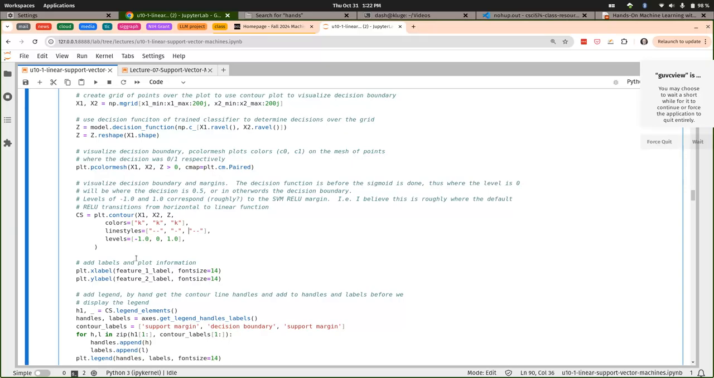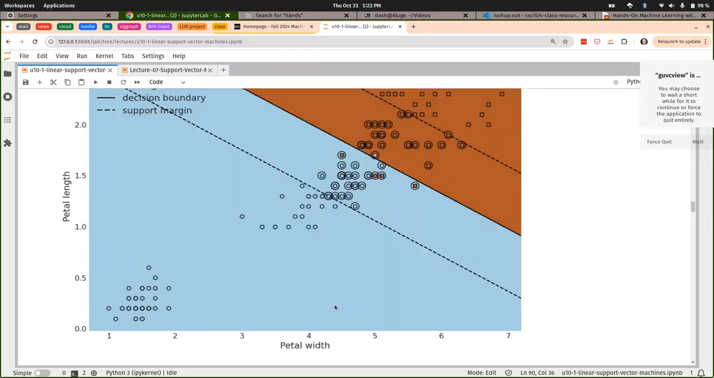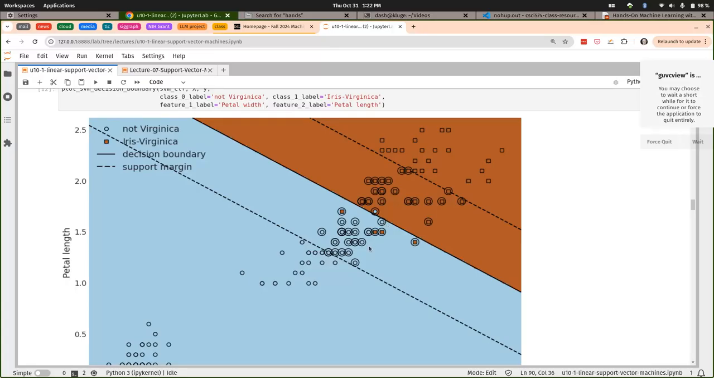So 0 ends up being the boundary in this case. And then things above or below are going to be specified as one class or another. Right? But this gives you a little bit of visualization of where the margin ended up being. You can see for this data set, we're only using Virginica and not Virginica. It wasn't completely linearly separable in this case.